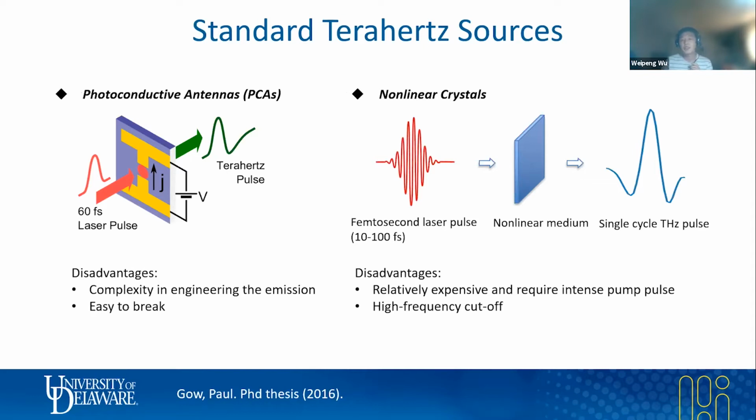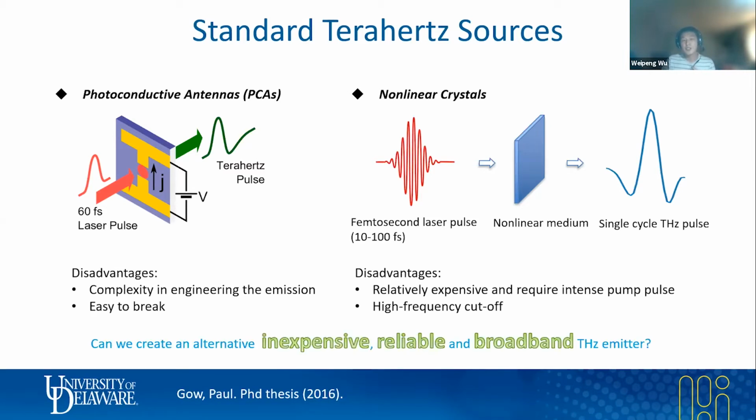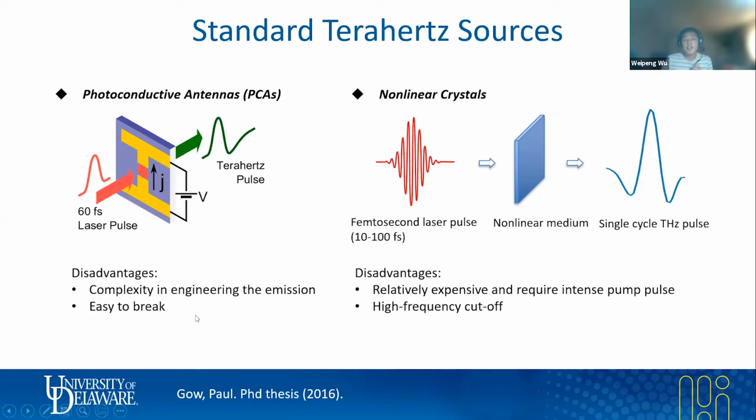Despite their wide usage in reality, there are drawbacks of those two sources. For PCA, it is the complexity in engineering terahertz emission, and they tend to break easily. And for nonlinear crystals, they are relatively expensive, and they really require intense pump pulse because they're making use of nonlinear effects. And for crystals, oftentimes they have high frequency cutoff. Overall, those two terahertz sources employ only the charge property of an electron.